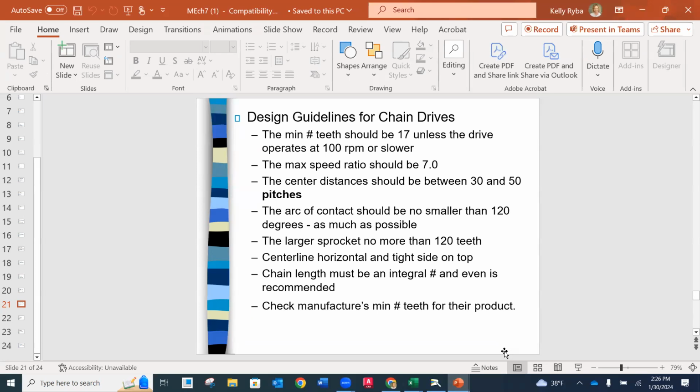If I have a 1/2 inch pitch, that means it's going to be between 15 and 25 inches. So it's based on pitches, not on inches. The arc of contact should be no smaller than 120 degrees. You want it to be as much as possible. The more arc of engagement, the more teeth that you have engaged, and that's only going to benefit the application so that it's stronger.